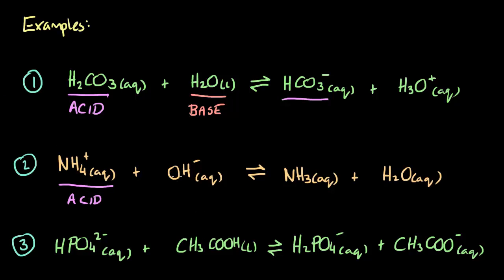The hydroxide started off as OH-, it turned into H2O, so it has gained one hydrogen atom, and it has gained a positive charge which took it from -1 to 0. Therefore, hydroxide is a base in this equation.